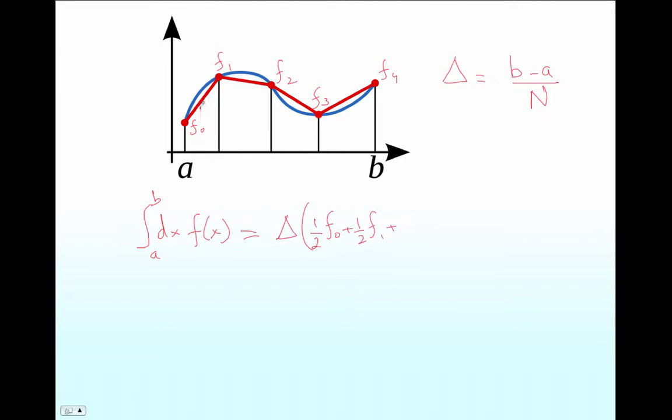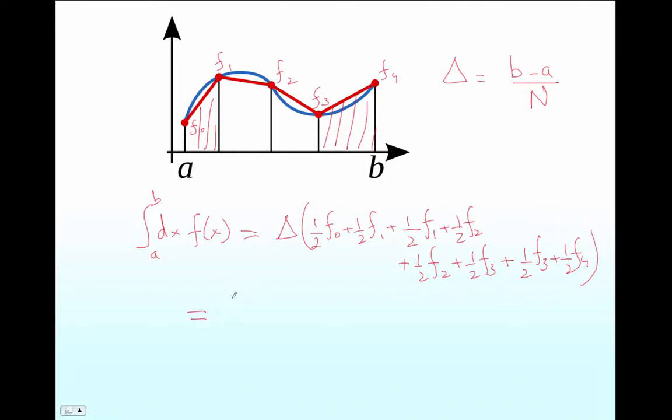That's the area under the first one. Then we take it for the second one, that'll be half f1 plus half f2. And now for the third one, half f2 plus half f3. And finally, the fourth one, that is to say, this one here. So we get half f3 plus half f4. Now, when we add this all together, we see that a rule comes out of this.